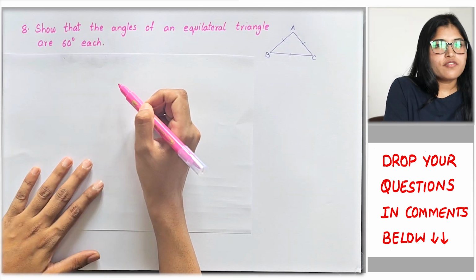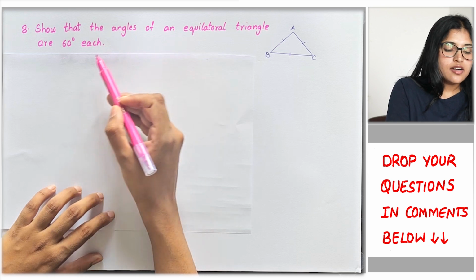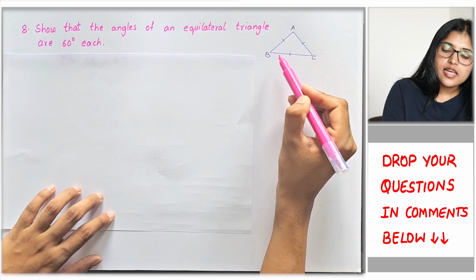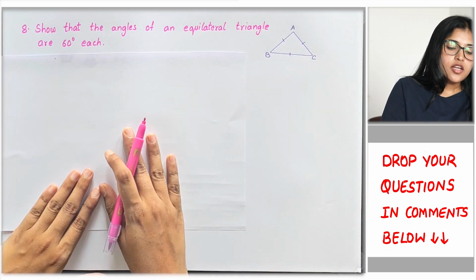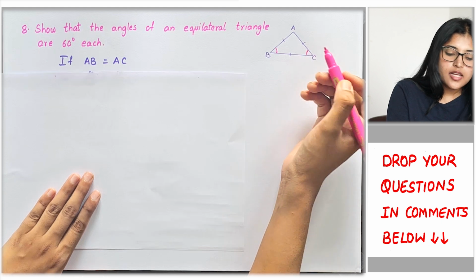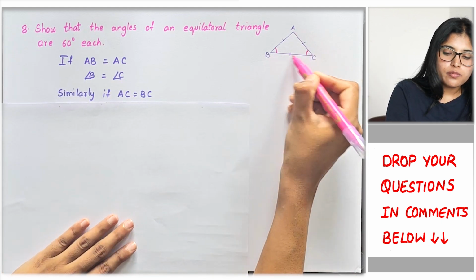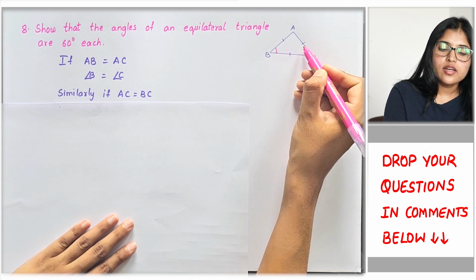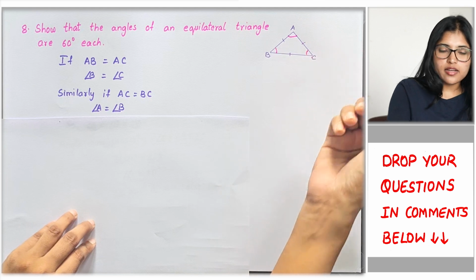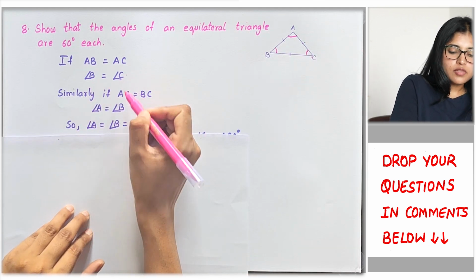In the last question of exercise 7.2, we are asked to prove that the angles of an equilateral triangle are 60 degrees each. So let's take an equilateral triangle ABC. All these sides are equal. Now considering AB and AC as equal, opposite angles should be equal. That is, angle B should be equal to angle C. And if AC is equal to BC, because again these two sides are equal, then opposite angles should be equal again. That is, angle A should be equal to angle B. So angle A equals angle B equals angle C.